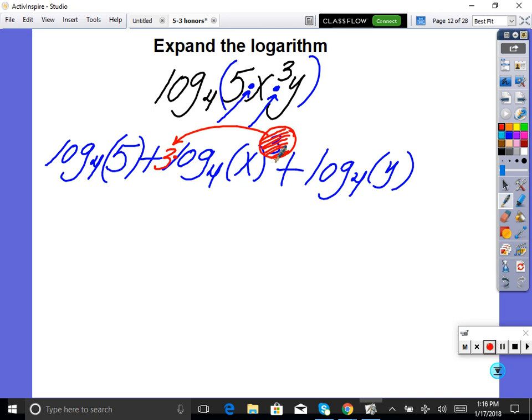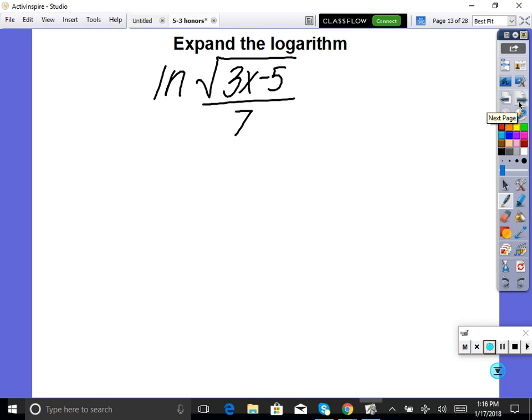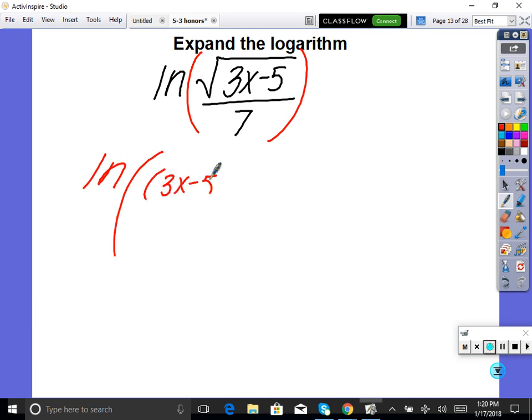Are we good? Try one by yourself on a whiteboard or on your notes. I don't care, but on a whiteboard where I can check it better. So I'd rather you do a whiteboard. Expand the logarithm. Okay, so you would say, I'm going to rewrite any radicals with rational exponents. So we technically have this 3x minus 5 to the 1/2 power divided by 7.